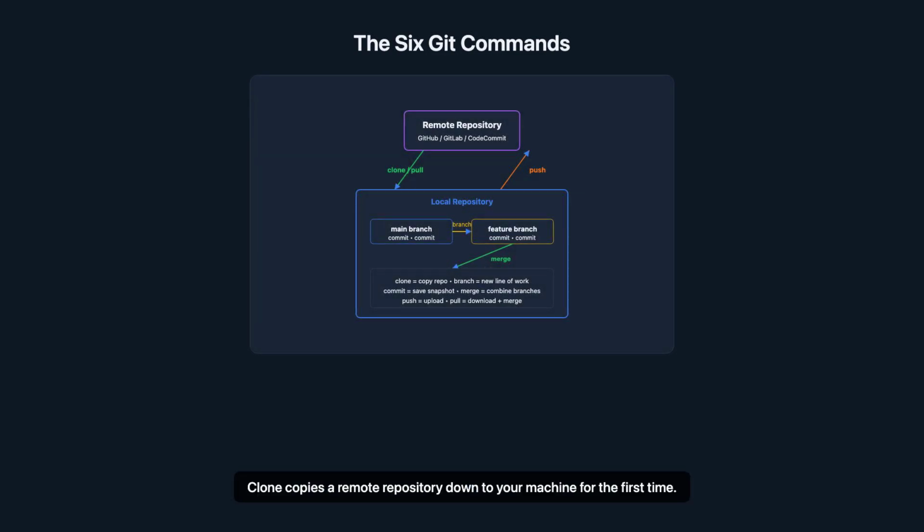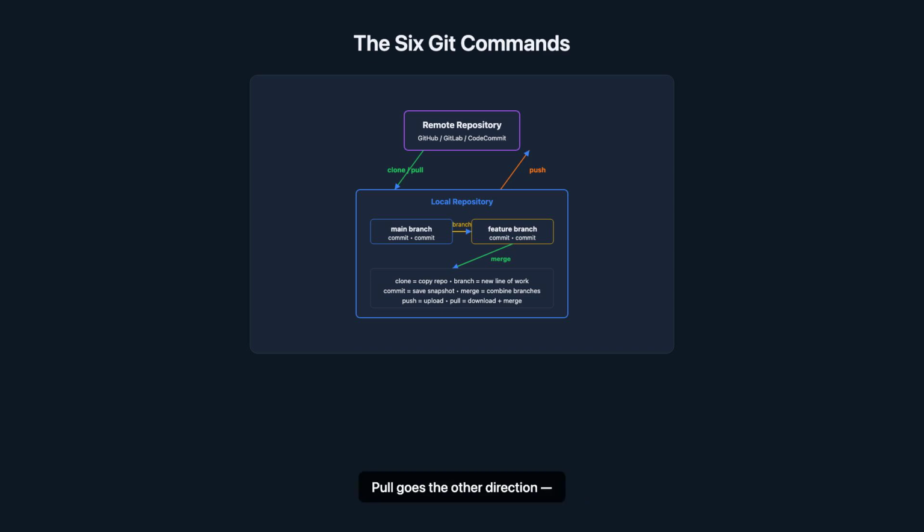Clone copies a remote repository down to your machine for the first time. Branch creates a new line of development, a sandboxed copy where you can experiment without touching the main code. Commit saves a snapshot of your changes with a label, recorded only on your local machine. Now the other three. Push uploads your local commits to the remote so the rest of the team can see them.